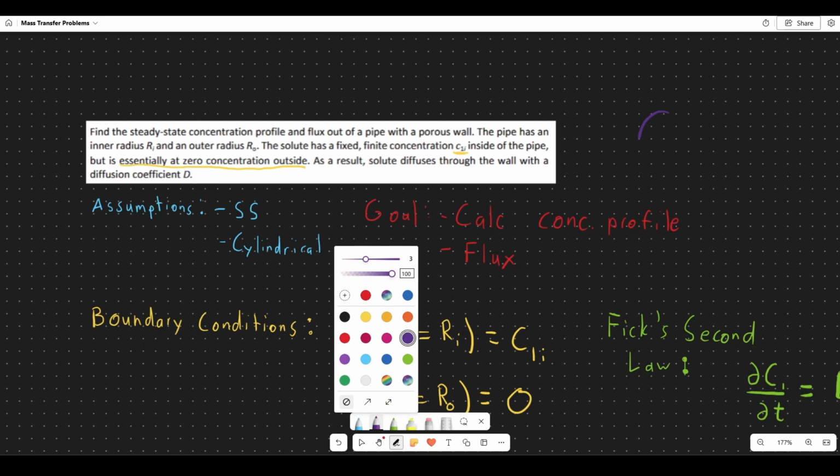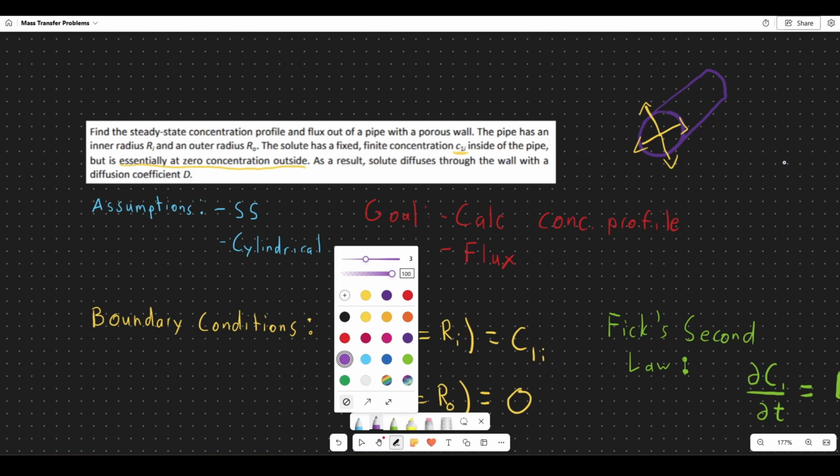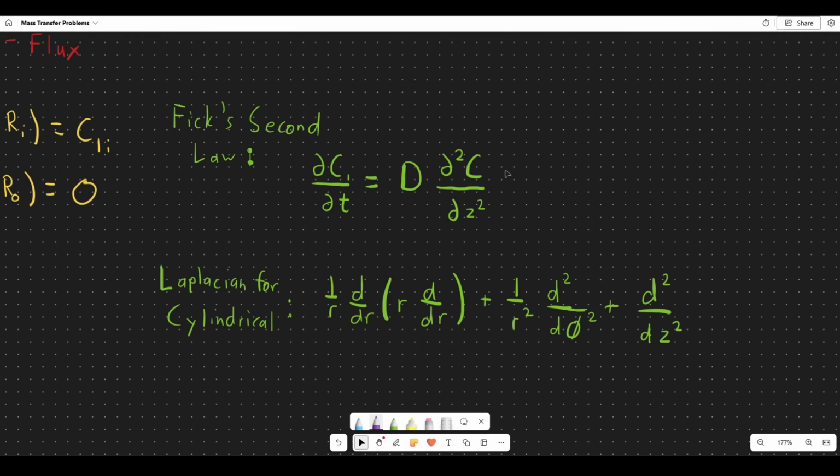So if I was to draw the pipe itself, it would look something like this. Let's say that we have the solute in the center. It's diffusing out like this, right? And so if it's diffusing through the walls of the pipe, this would be the z direction, right? But it's not moving in the z direction, it's moving out in the r direction. And so what that means is that we have to use the cylindrical system. So this is the Laplacian if it was Cartesian, but we're going to have to use this since it's cylindrical.